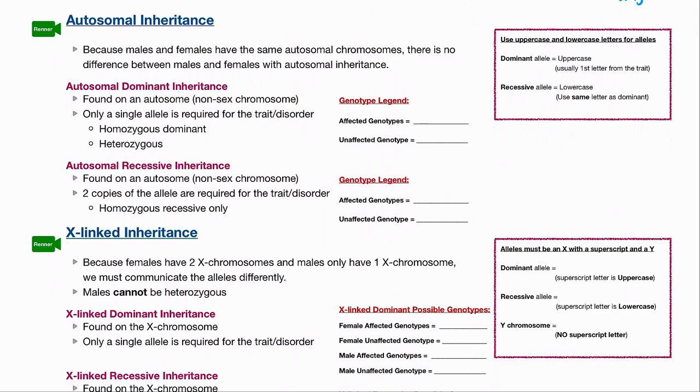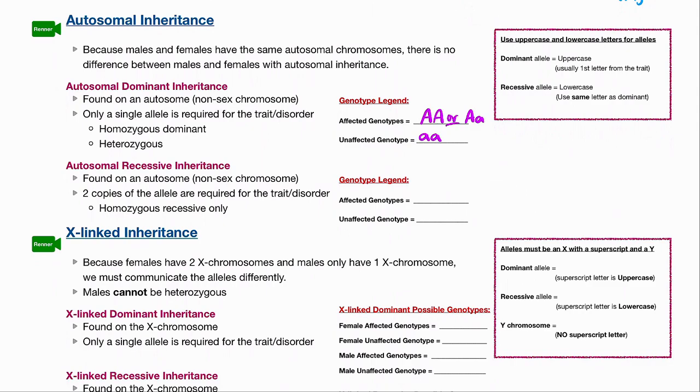Autosomal dominant inheritance is found on the autosome, not the sex chromosome. Okay, so the affected individuals, if it's the dominant one, would be, let's say, capital A. And this is a genotype legend. Okay, so the unaffected would be lowercase a in this case. But the affected genotypes could be big A, big A, which is homozygous dominant, or it could be big A, little a. And the unaffected has to be little a, little a. So there's actually two genotypes for the affected phenotype.